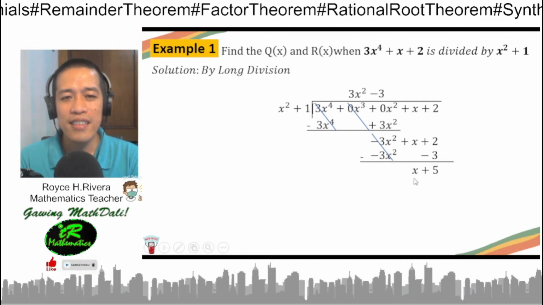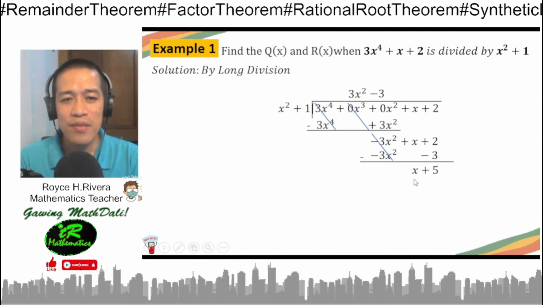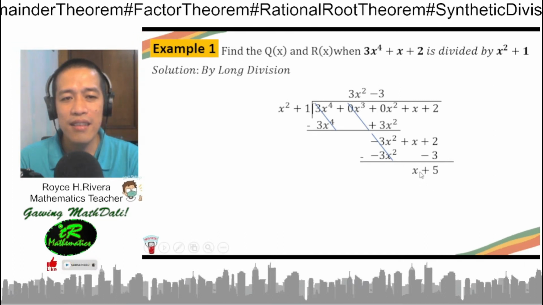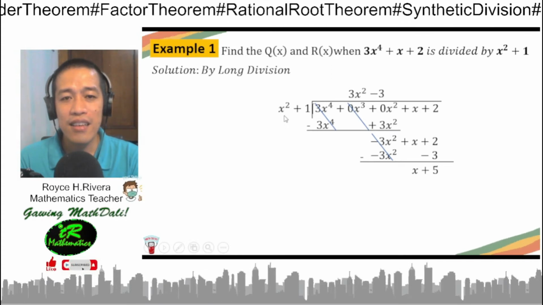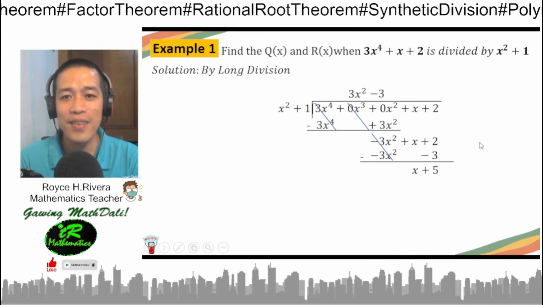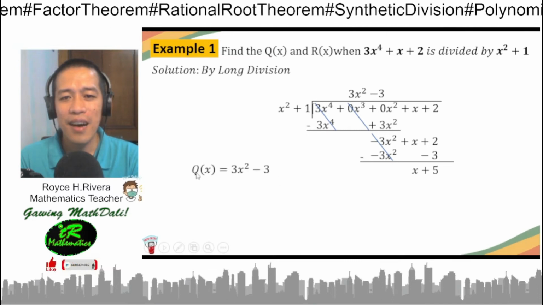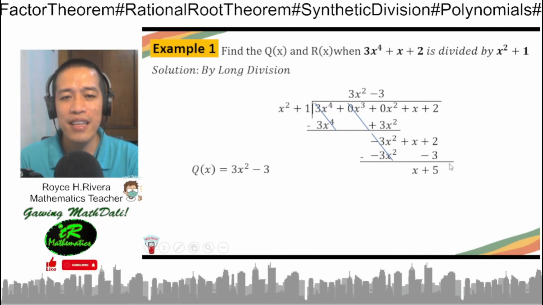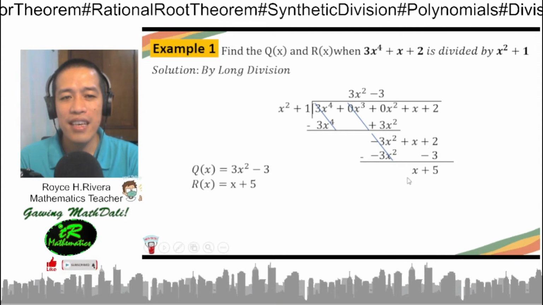Now, next, as you all observe, the degree of the new dividend is in the first degree and it is less than the degree of the divisor. So we will stop the process. Hanggang doon na lang tayo. Now we can write our quotient u of x is 3x squared minus 3. Our remainder r of x is x plus 5.